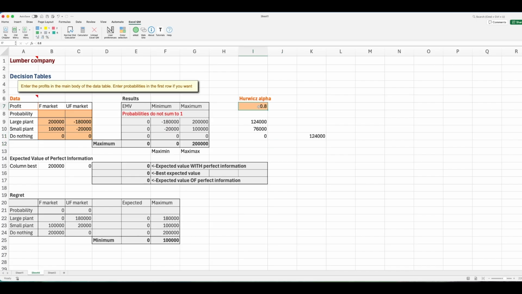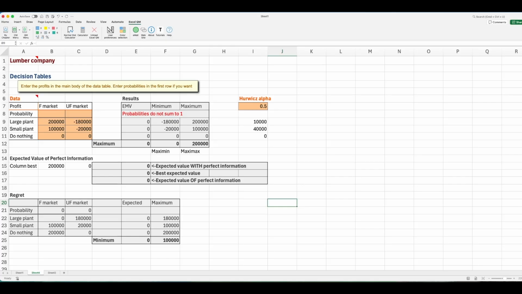And if I change this to 50%, meaning that I'm 50% pessimistic, 50% optimistic, then this changes to the Laplace criterion, and as you can see, the maximum payoff would be for the small plant option. And the last method is minimax regret.